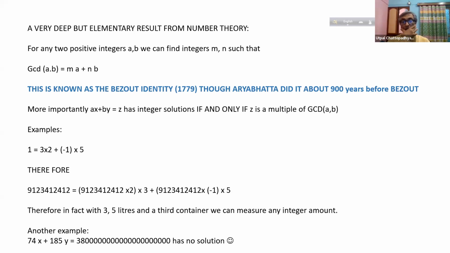But the bottom line is that the equation ax plus by equal to z has integer solutions only if z is a multiple of the greatest common divisor. So for example, look at that horrible equation, 74x plus 185y equal to some millions or billions or trillions I have written down, I don't care. It has no solution. And how do I know that? I know that because of the greatest common divisor, the highest common factor of 74 and 185, which I think is 37. I hope I have not made a mistake.